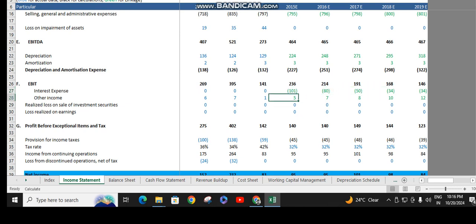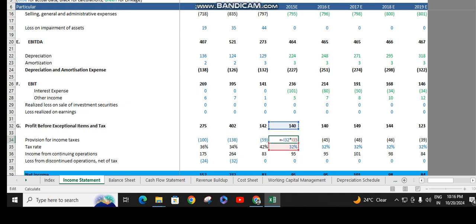These are the other incomes of the company. Then we have the realized loss on the sale of investments and securities, so this is one. And this is the loss on earnings. Then we have the profit before exceptional items. Then the provision for income tax. If the particular income tax is there, we can say this is linked to the particular company, the profit before exceptional items.